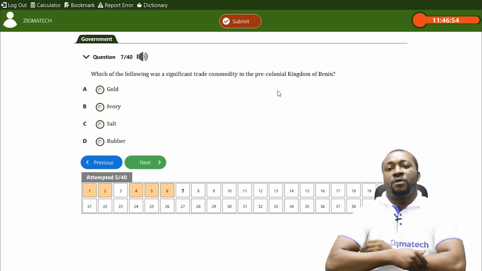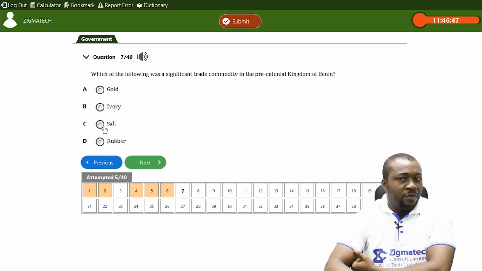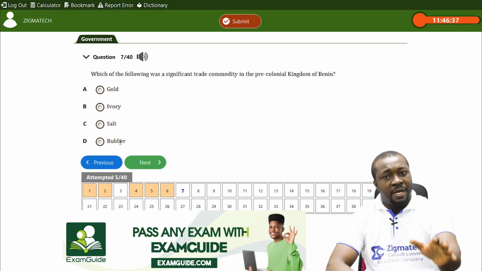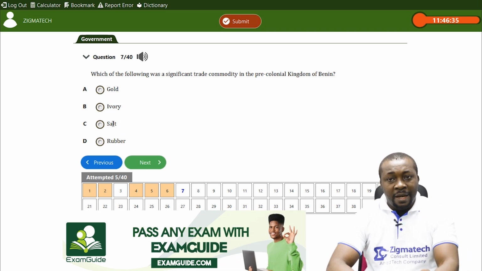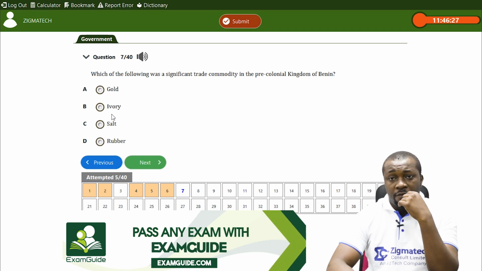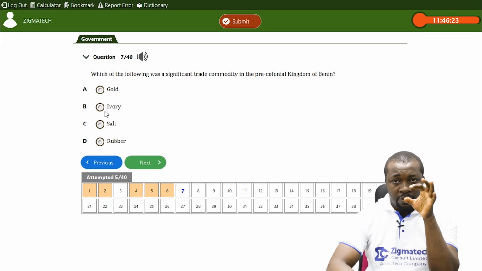Gold was also there, but not very pronounced. So if you look at the options, A, gold. Of course, gold was there, but not very pronounced. Salt was not a commodity in Benin. Rubber was quite minimal. It's mostly found in the western part of Nigeria, Ogun, Osun State, and Benin Kingdom was known mainly for ivory. That is a material made up of the tusks or even the teeth of animals. So the Europeans actually came for these tusks. So ivory is the main commodity.